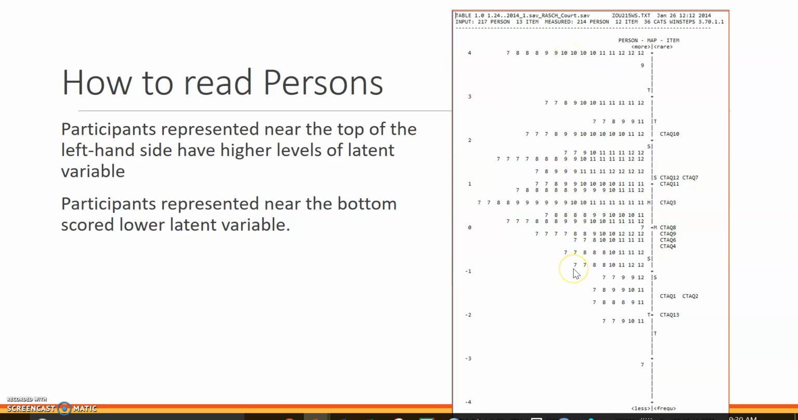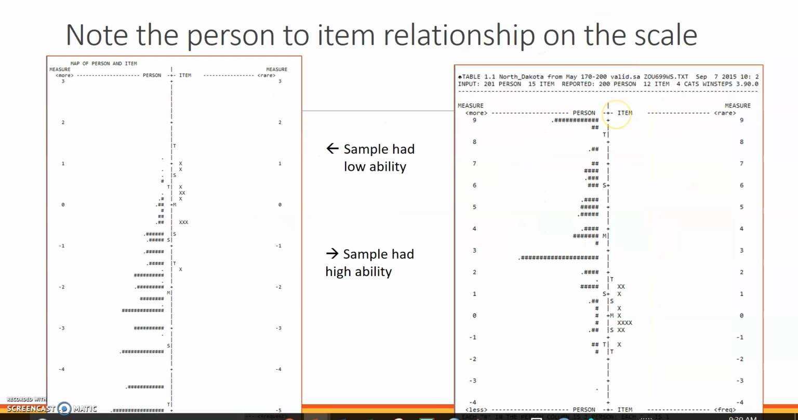And so what we see is that people, assuming that your scale is higher values mean more trait, the people at the top represent more ability or more agreement or more endorsement of the latent trait that you're looking at. Participants at the bottom represent lower amounts of the trait, lower agreement with that variable.